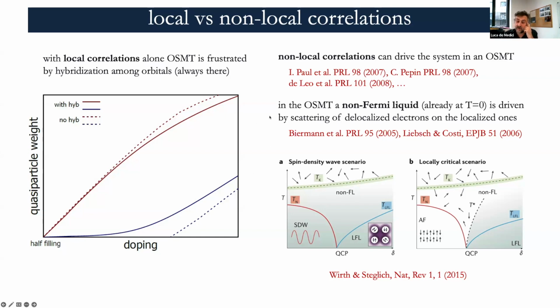And this can be due to the unavoidable non-local correlations that can actually, this can be shown, drive the system into an OSMT, because there the quasiparticle weight can go to zero without the mass diverging, which is what the local, the interorbital hopping actually frustrates.